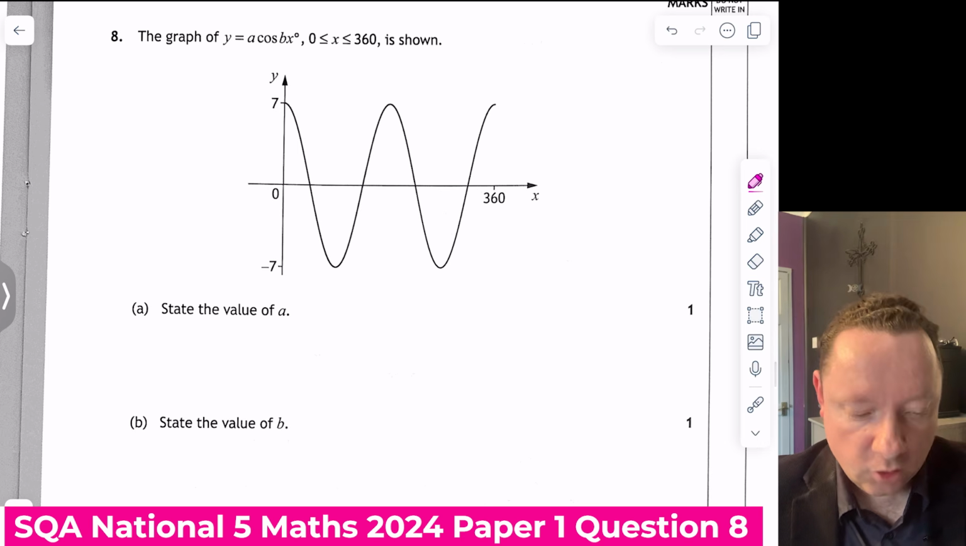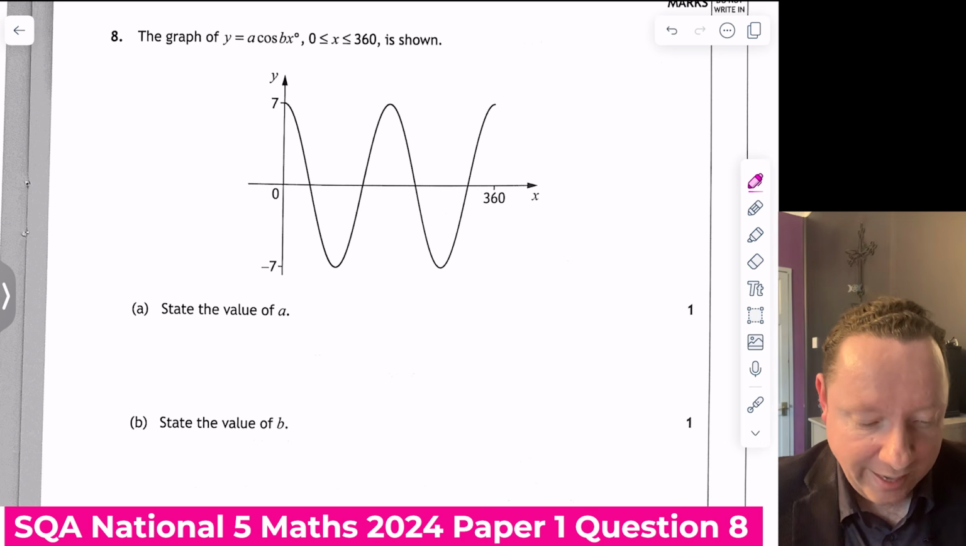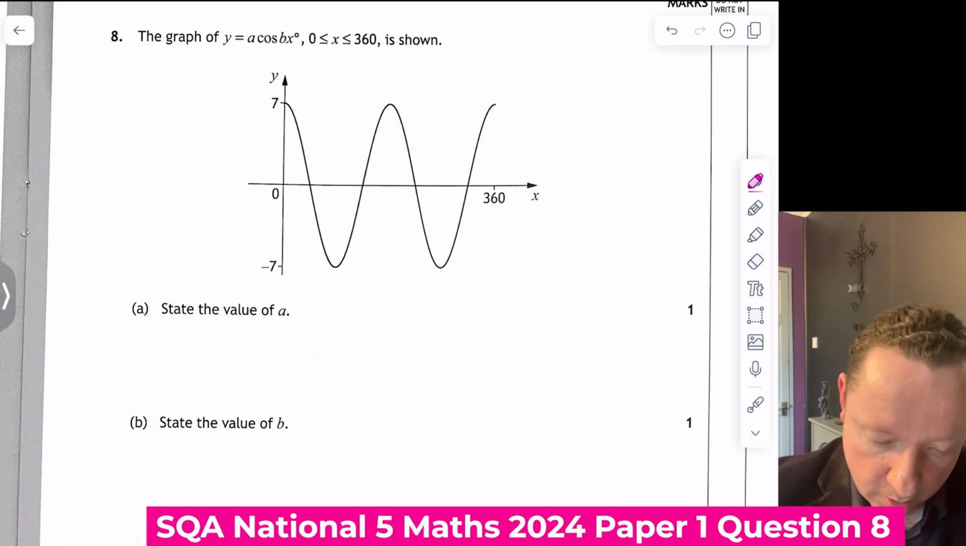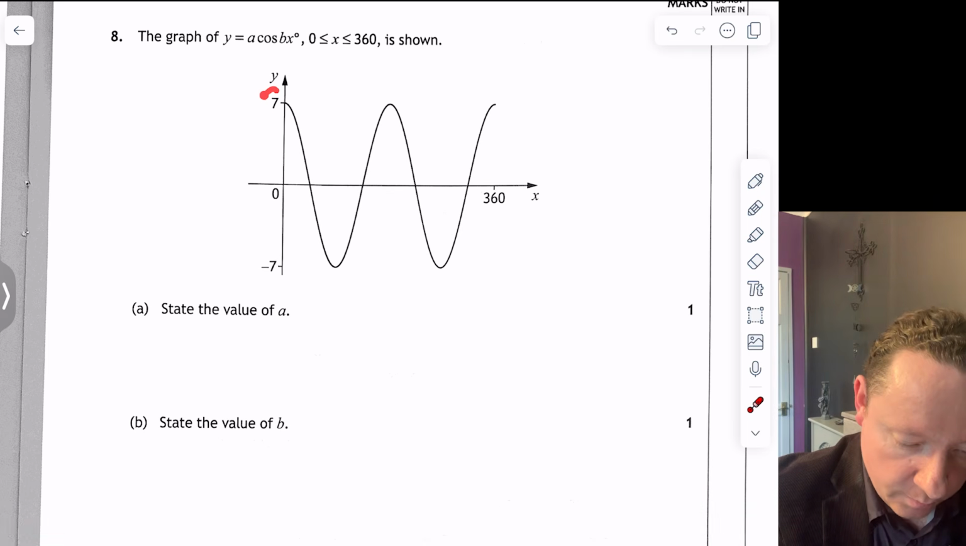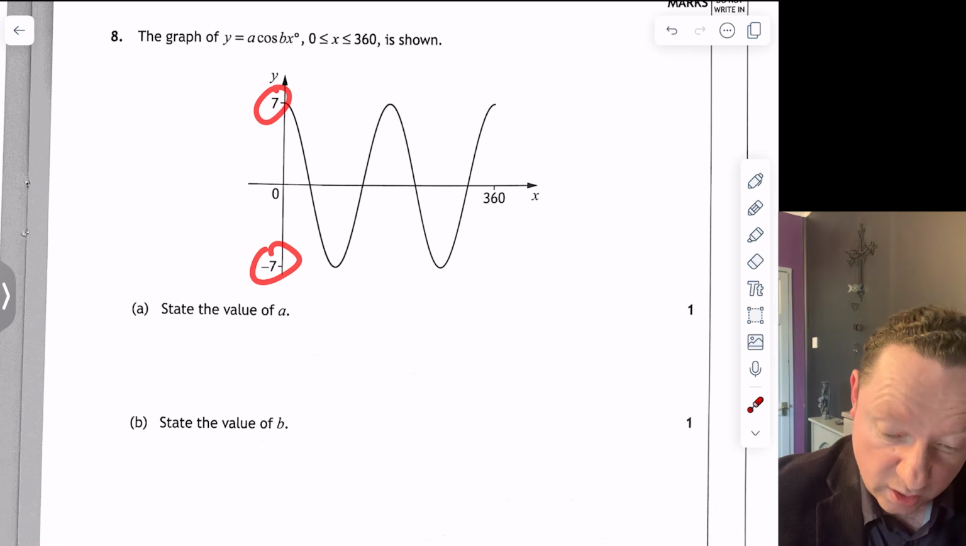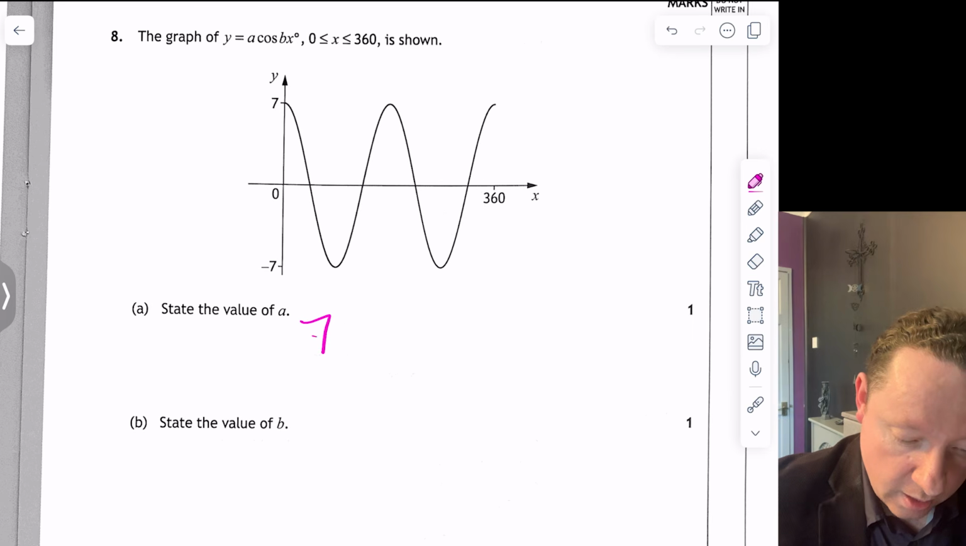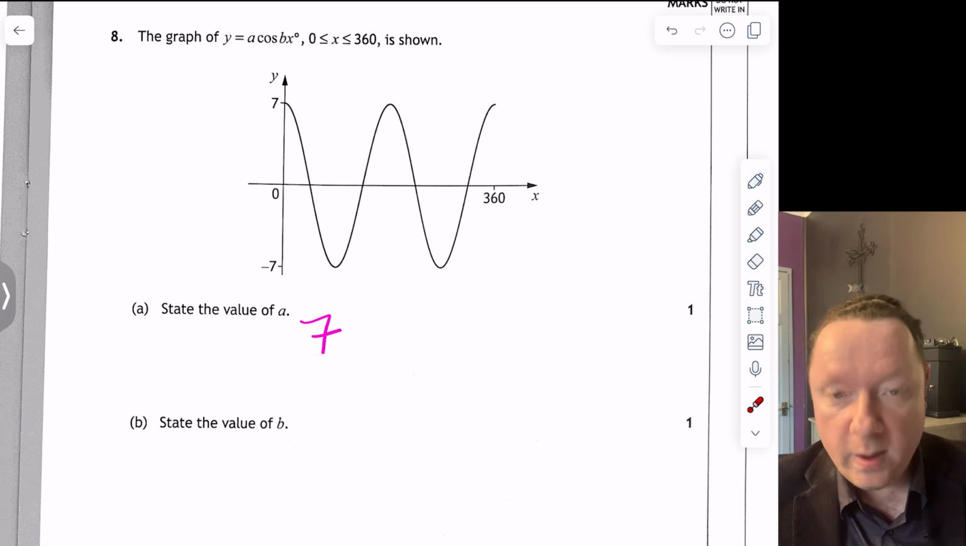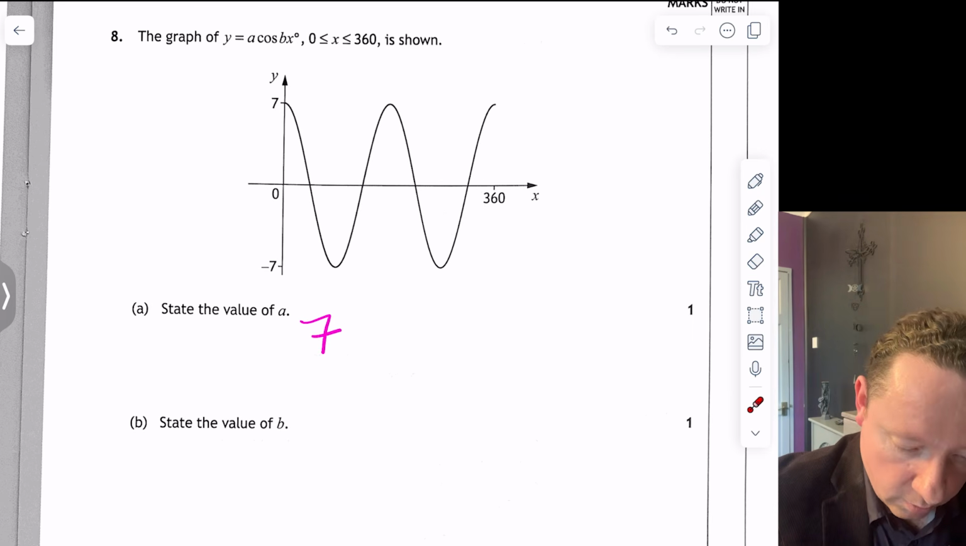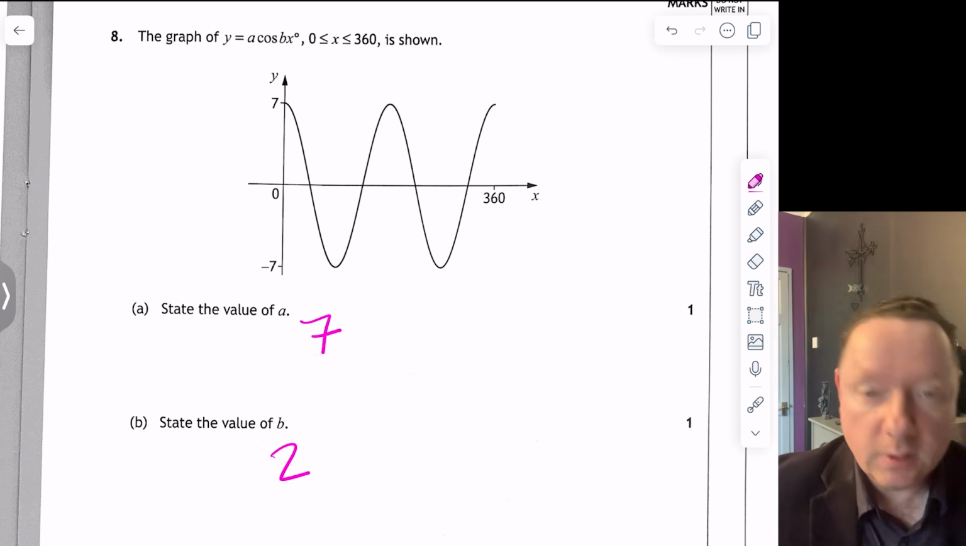SQA National 5 Maths 2024 Paper 1 Question 8. The graph of y equals a cos bx is shown. Find the value of a and b. Okay, so for a, I check the amplitude. It goes to 7 and minus 7. So it literally is just 7. And then for b, I'm seeing how many waves there are up to 360. Well, that's 1, that's 2. So it's just 2. And we're done there.